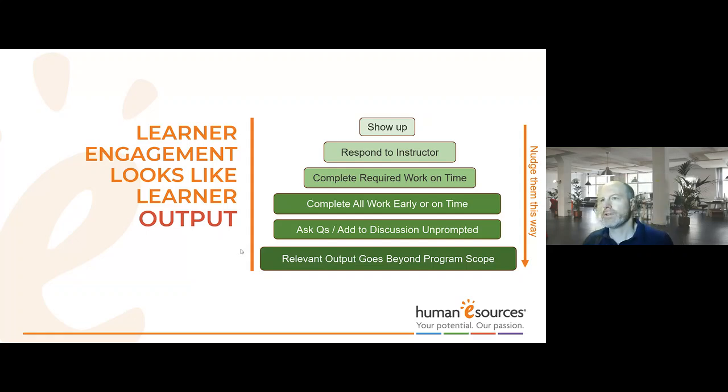So now that we know what learners look like, and we know that there's a lot of distractions going on, and that there's a lot of blending of online versus in-person courses, we can look at what engagement looks like for those students. This slide is meant to show you a sort of Maslow's hierarchy, or at least a hierarchy, it's not necessarily Maslow's, of what engagement looks like, from very basic at the top, where they just show up, all the way down to very deep level engagement, where the output you get from the student goes beyond the program scope.